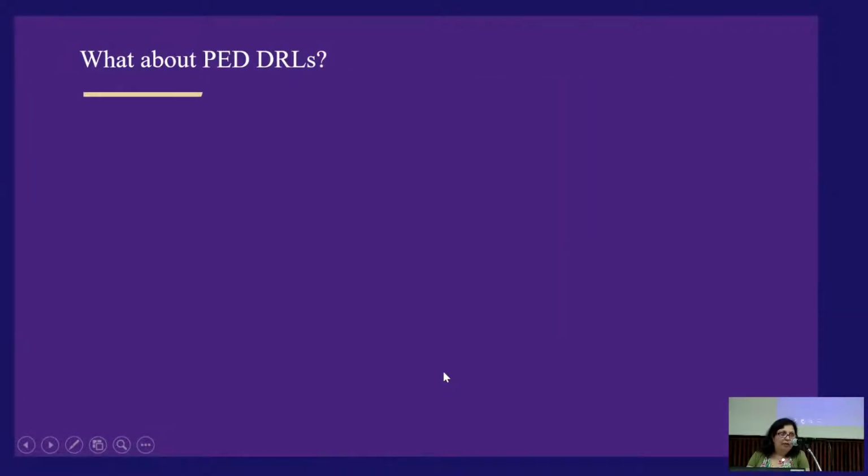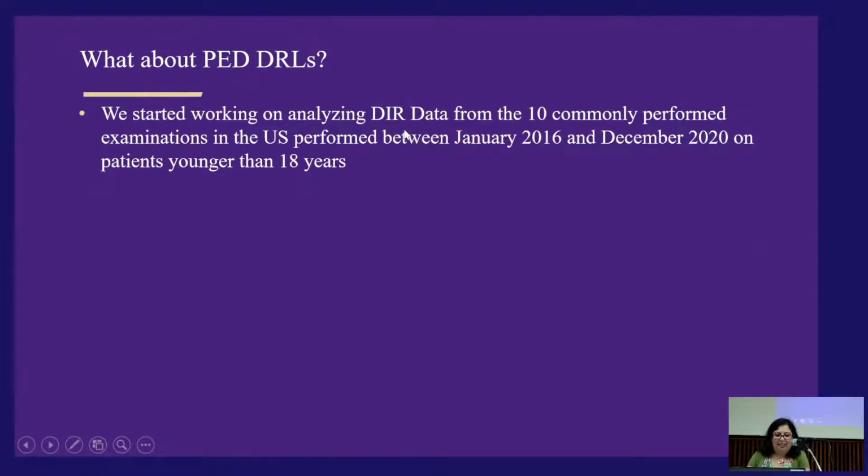What about pediatric DRLs? So this we published, adult we published 2017. And then everyone started asking, what are you doing about pediatric? Sam being one of them. What are you doing about pediatric, right? So we started working on analyzing DIR data from 10 most commonly performed pediatric examinations in the US. And here, for the adult paper, we only used 1 year of data because we had enough adult examinations. But because peds, as you saw even in Sam's data, his own institutional data, he had a lot fewer exams for pediatric compared to what the DIR has.